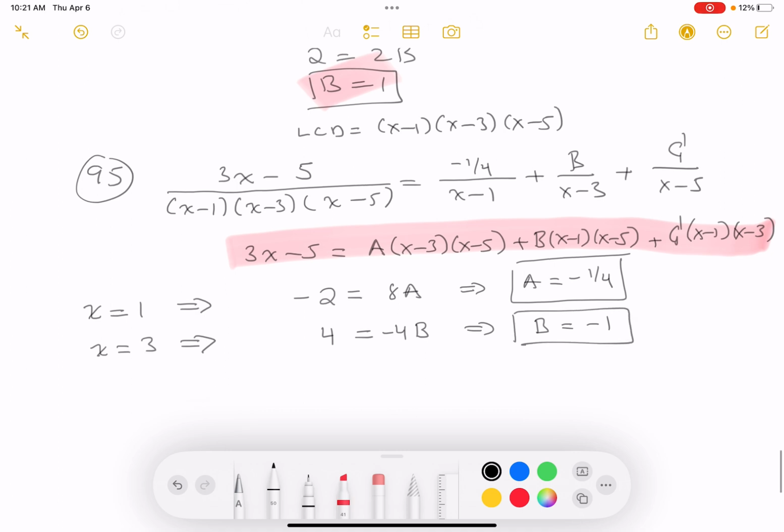All right, let's pick another easy number. I'm going to say 5. The reason is it's easy to compute with it, and 2 things disappear. You get 15 minus 5, which is 10, on the left side. On the right side, the first 2 terms disappear, and then I'm left with the c. I chose 5, right? So 5 minus 1 is 4, and 5 minus 3 is 2. 4 times 2 is 8.